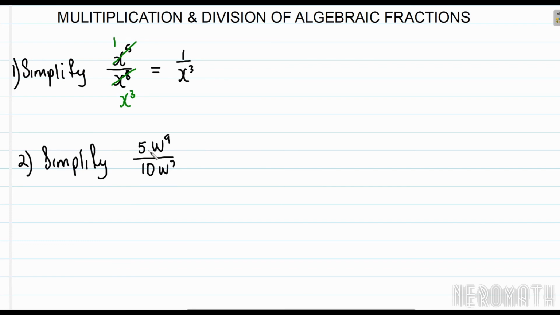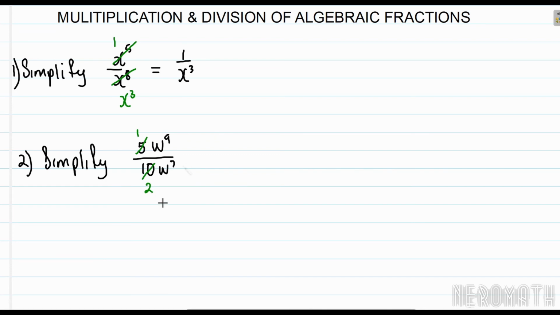In question 2, we have 5 multiplied by w to the power of 9 divided by 10 multiplied by w to the power of 7. Now the w's will be the same base, so we can subtract the powers because we are dividing, and the 5 and the 10 would cancel. So what we'll say is 5 into 5, 1, and 5 into 10, 2.